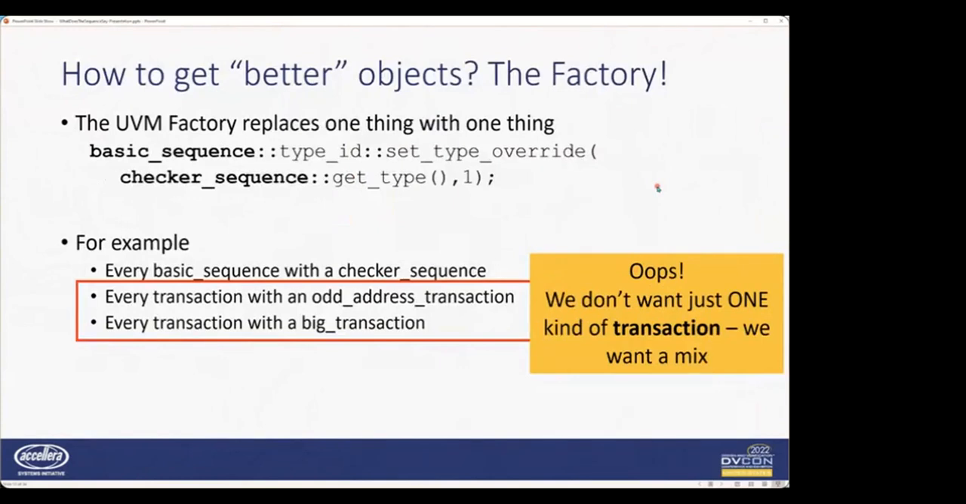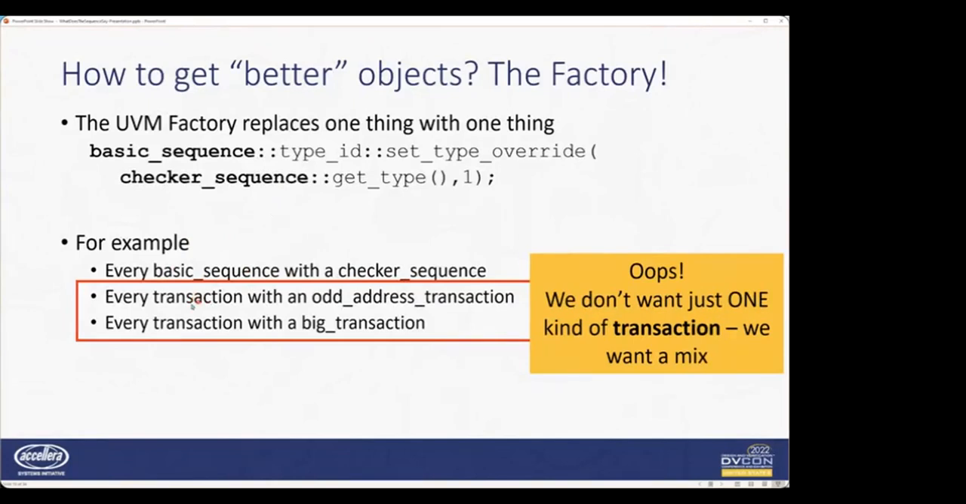So we talked about constructing those transactions and sequences from the factory. Well, that's a great idea, because in the factory, you can override things. So the UVM factory replaces one thing with one thing. So you can say, every time I ask for a basic sequence, instead, I would like to have a checker sequence come through. So that's the way that you would use the UVM factory.